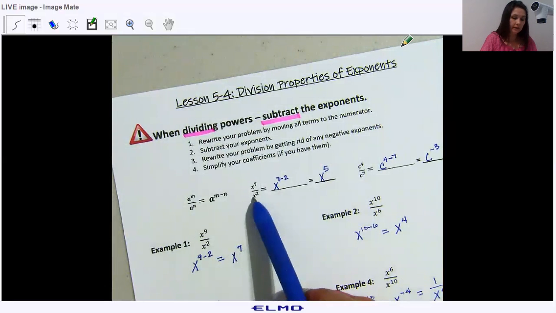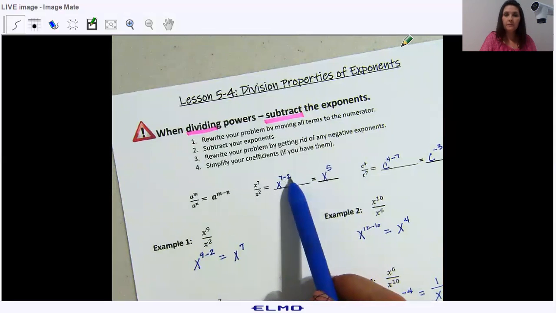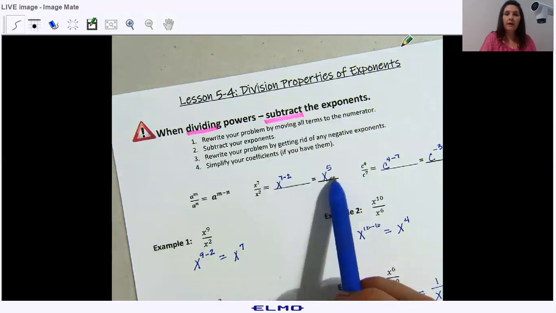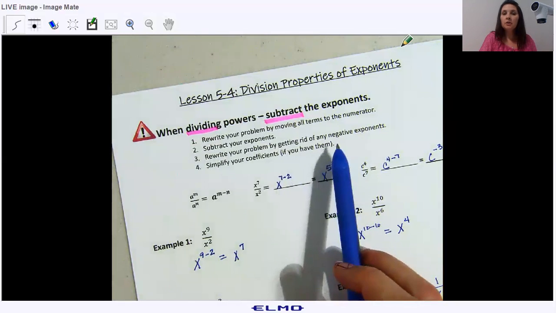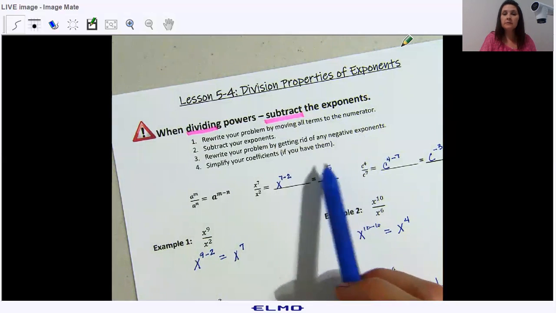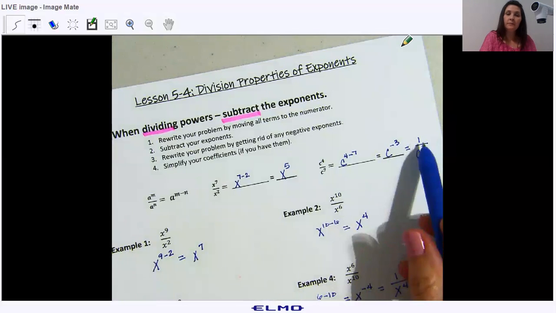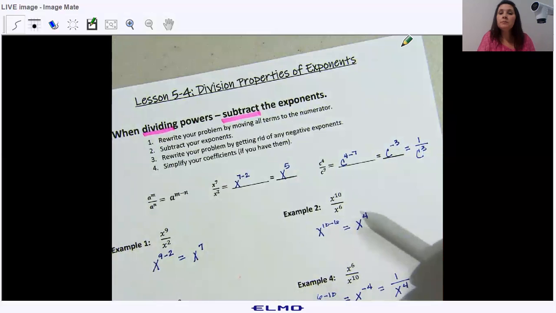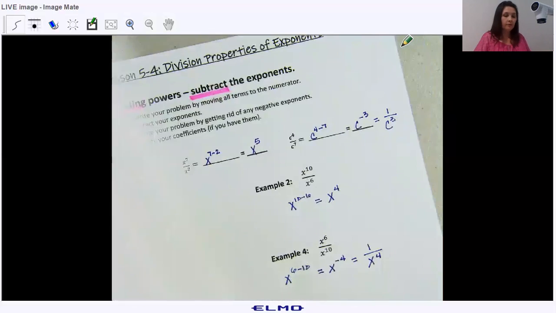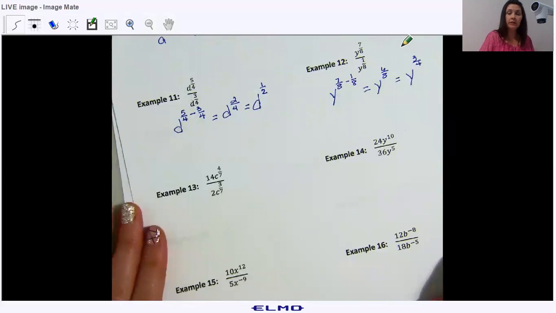I moved x squared to the top when I wrote it out like this. Then you subtract your exponents, which I did. 7 minus 2 is 5. Then you rewrite your problem by getting rid of any negative exponents. In this case, we didn't have a negative exponent, but in this case, we did. So then I got rid of it. That was step 3. Step 4 says to simplify your coefficients if you have them. Now, up to this point, we haven't had coefficients where we needed to simplify, but starting with example 13, we do.